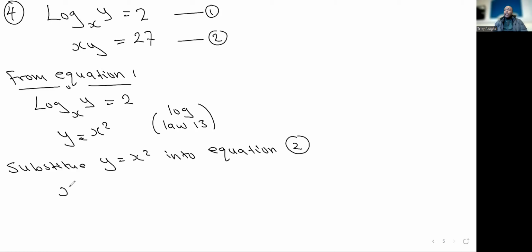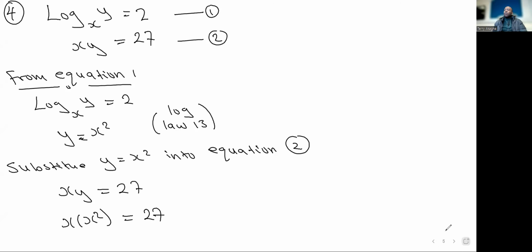So that means we have xy is equal to 27. Anywhere we see y, we'll put x squared. So x times x squared is going to be equal to what? 27. So we have it equal to 27. All right. So then we can now open this bracket.